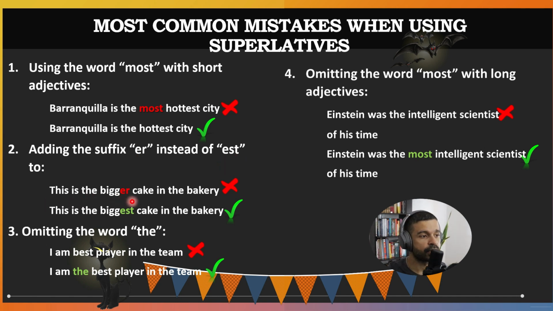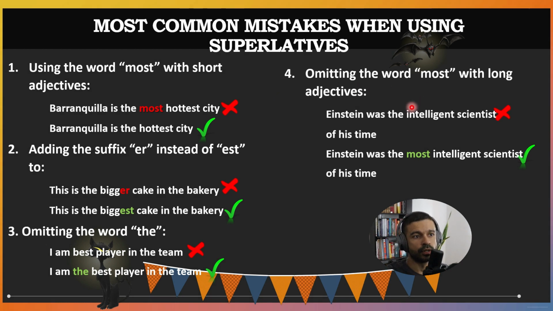So, this is the bigger cake in the bakery. This is a big mistake. The biggest. This is the biggest cake in the bakery. We are putting one cake on top of the rest of cakes in that bakery. Omitting the word the. Remember, when we're expressing using superlatives, we need to use the definite article the. I am the best player in the team. The mistake would be I am best player in the team. There is something missing. I am the best player in the team. This is the correct way to say it.